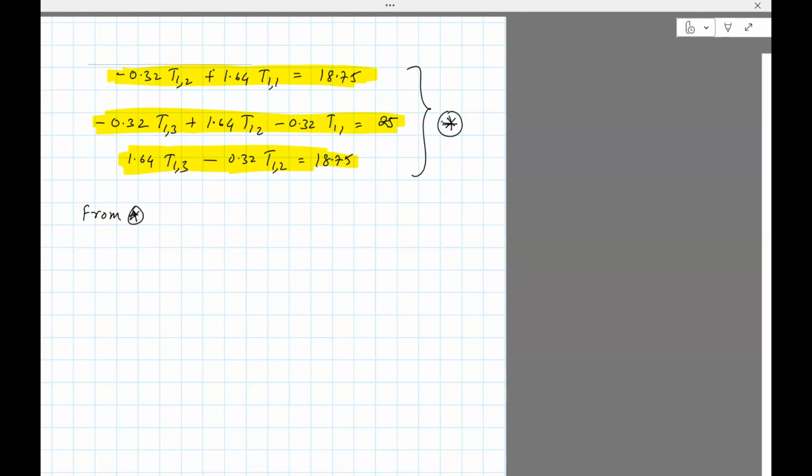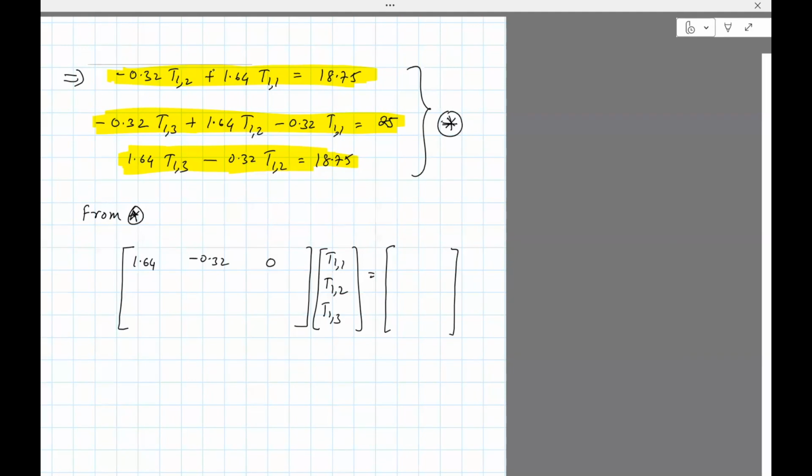Okay, so from this, we're going to write now simultaneous equations. One unknown is T1,1. Another unknown is T1,2. And the third one is T1,3. So let's write this. The first one has 1.64. T1,2 has minus 0.32. And T1,3 doesn't appear in the first equation, so that's 0. And we have 18.75 on the right side.